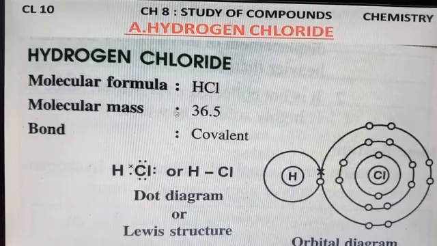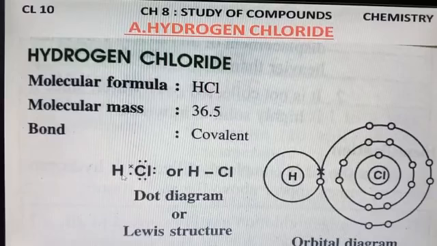And what is the molecular mass? 36.5. Why is it 36.5? Because the mass of chlorine is 35.5 and the mass of one hydrogen atom is 1. So if you add 35.5 plus 1, you will have 36.5. And the bond between hydrogen and chlorine is a covalent bond. This you have already learned in class 9.